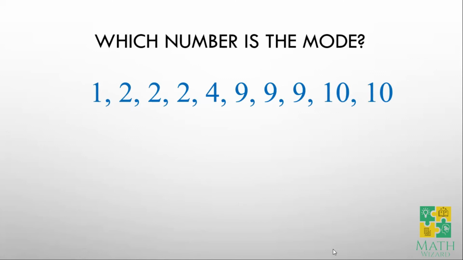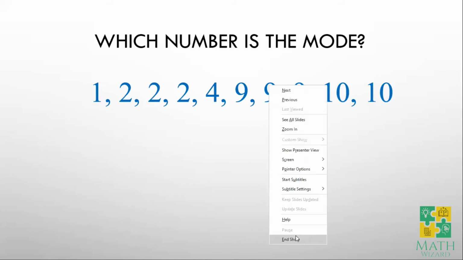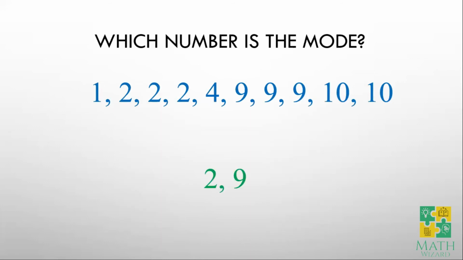Therefore, our mode for the set of numbers is equal to 2 and 9. Why do you think the answer is equal to 2 and 9? Again, in a set of numbers, there can be more than one mode, as long as they appeared the same number of times. Let's say two numbers appeared thrice, as long as the number of their appearances is the same.